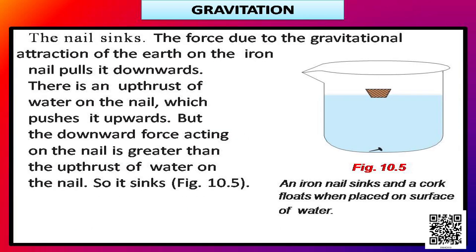The force due to the gravitational attraction of the earth on the iron nail pulls it downwards. There is an upthrust of water on the nail which pushes it upwards. But the downward force acting on the nail is greater than the upthrust of water on the nail. That's why it sinks and goes to the bottom of the container. Students, let me demonstrate this to you.